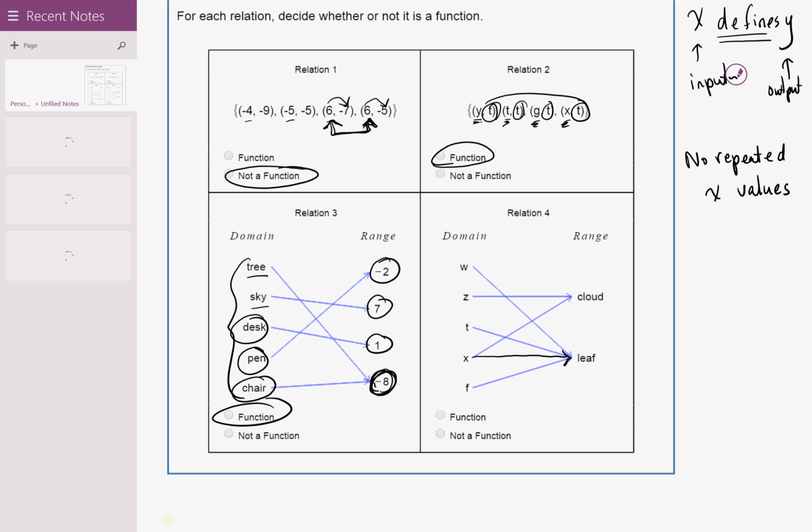So looking at this, if I know the first component is W, then I know that the second component is leaf. If I know that the first component is Z, then I know that the second component is cloud. If I know that the first component is T, then I know that the second component is leaf. But if I know that the first component is X, I don't know what the second component is. It could be either cloud or leaf. So that is not a function.